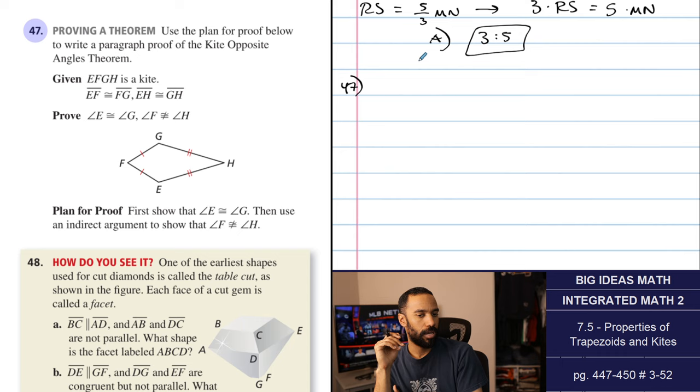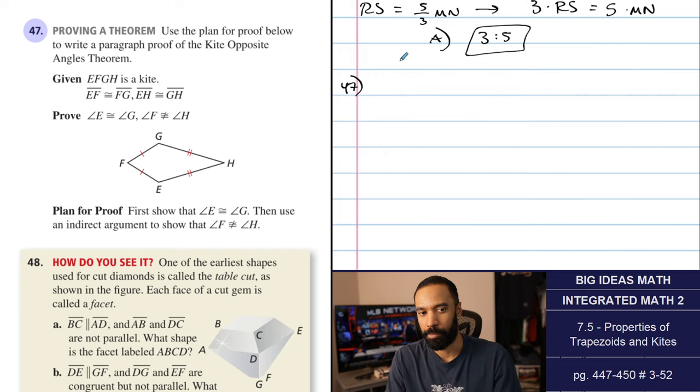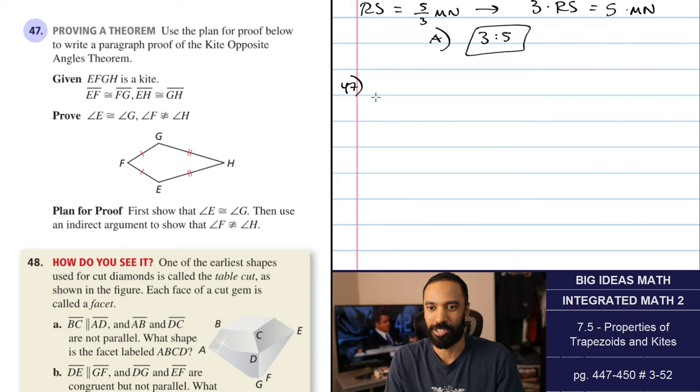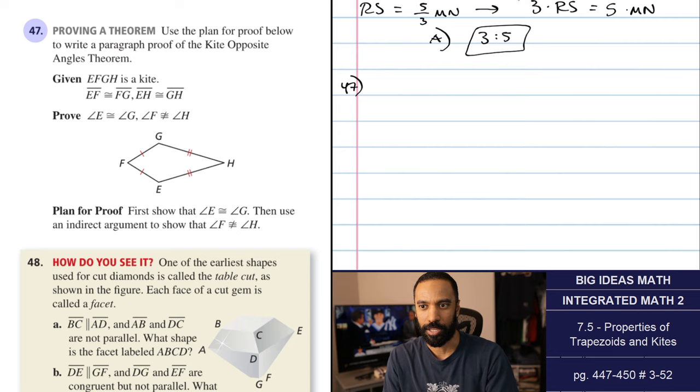I'm going to do the same proof that I did before with side, side, side. I forget how indirect arguments work, so I'm going to have to think about what that one is. I don't think this is going to be very long, but, oh, it's not a, okay, we get to do a paragraph proof.